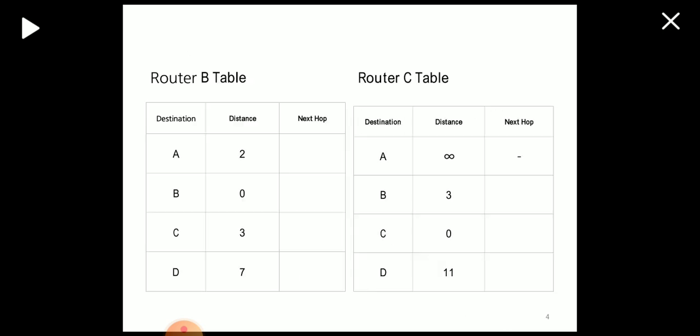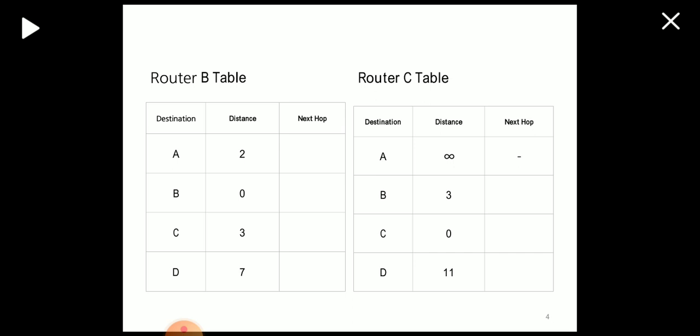Now similarly we maintain a routing table for B. You can see in the figure, in routing table B, B to A the distance is 2. From B to B the distance is 0. From B to C the distance is considered as 3, while B to D is considered as 7.